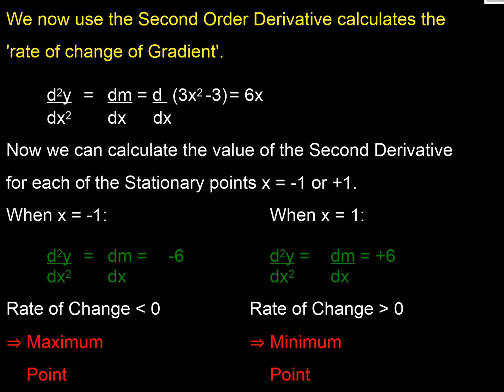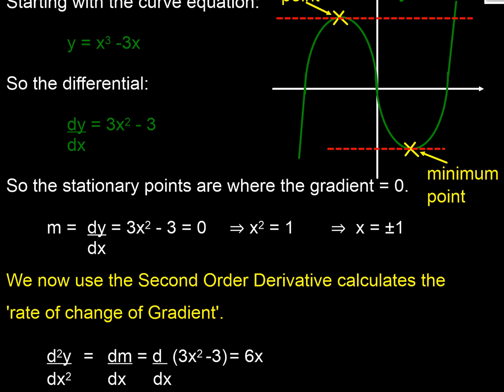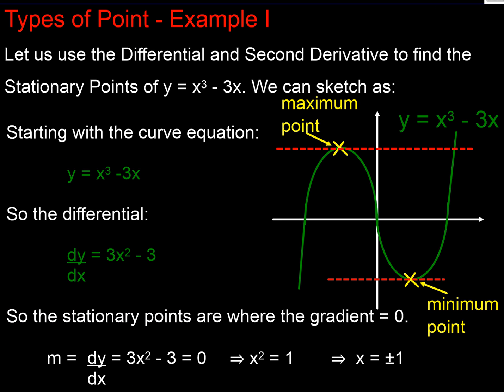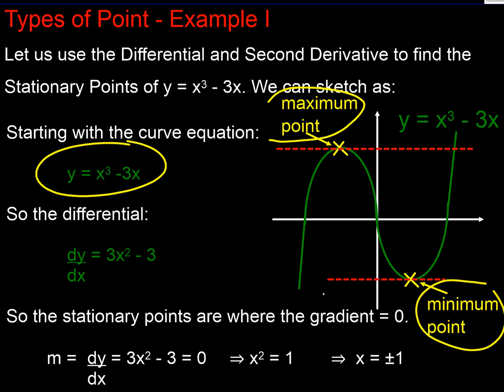Let's have a look at some examples of how we could use this. Let's have a look at this function y equals x cubed minus 3x. We could sketch it as I've done on the left hand side, and we would roughly see that there's a maximum over this side and a minimum over that side as it goes to this sort of inverted reflected S setup. But what do we want to do to find the stationary points?